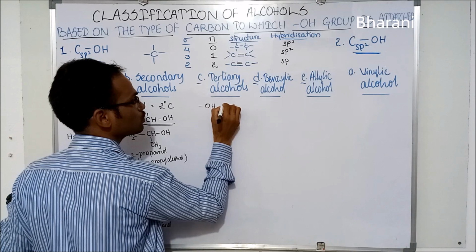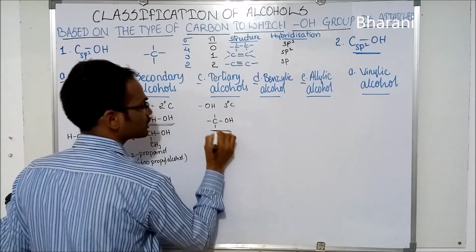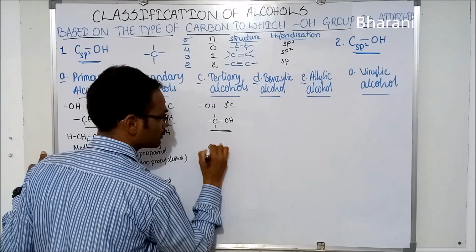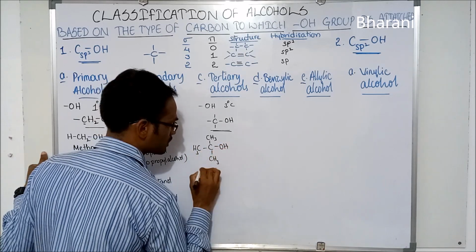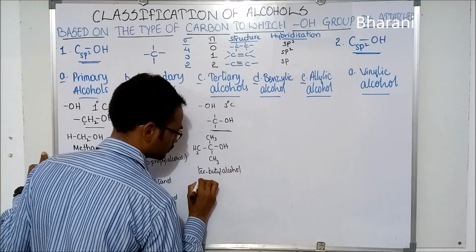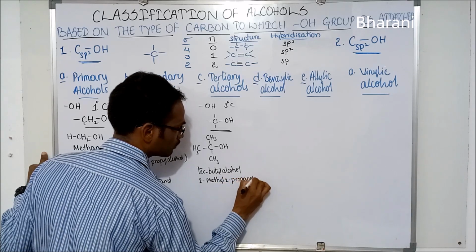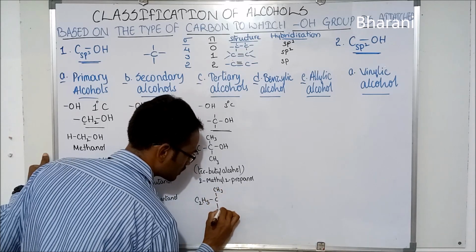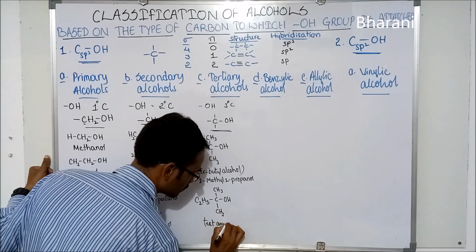Next, tertiary alcohols. Here the hydroxyl group is attached to a tertiary carbon atom. That means the carbon atom to which the hydroxyl group is attached is attached to 3 different alkyl groups. The general formula will be this, COH. The first and basic one you can give is CH3, CH3, CH3, OH. This is tertiary butyl alcohol, or by IUPAC name 2-methyl-2-propanol. Another one, C2H5, CH3, CH3, OH. This is tertiary amyl alcohol.